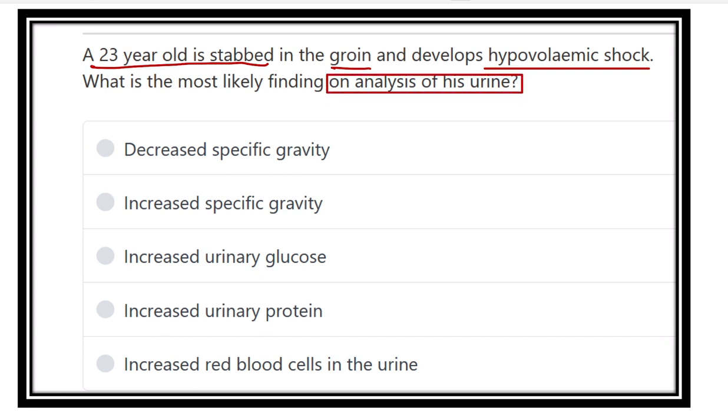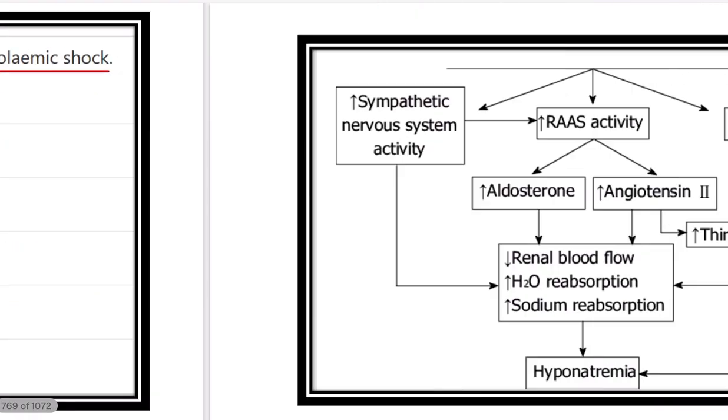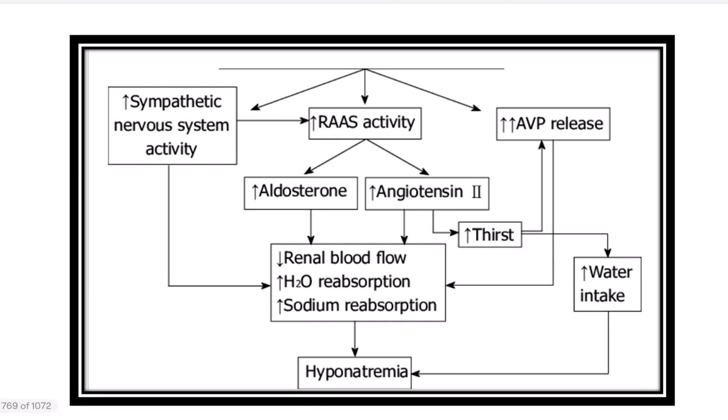Here the options are: decreased specific gravity, increased specific gravity, increased urinary glucose, increased urinary protein, increased red cells in the urine. So first of all, let's see what happens in hypovolemic shock. When there is blood loss, hypovolemic shock develops, and some special activity is activated.